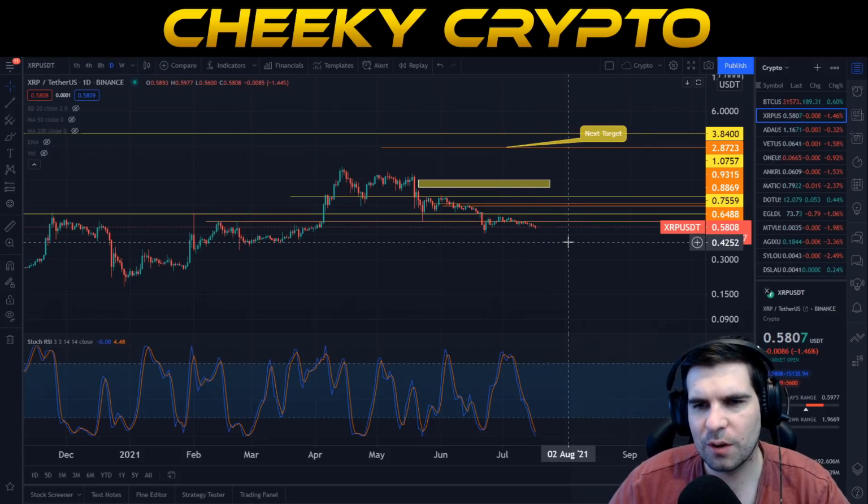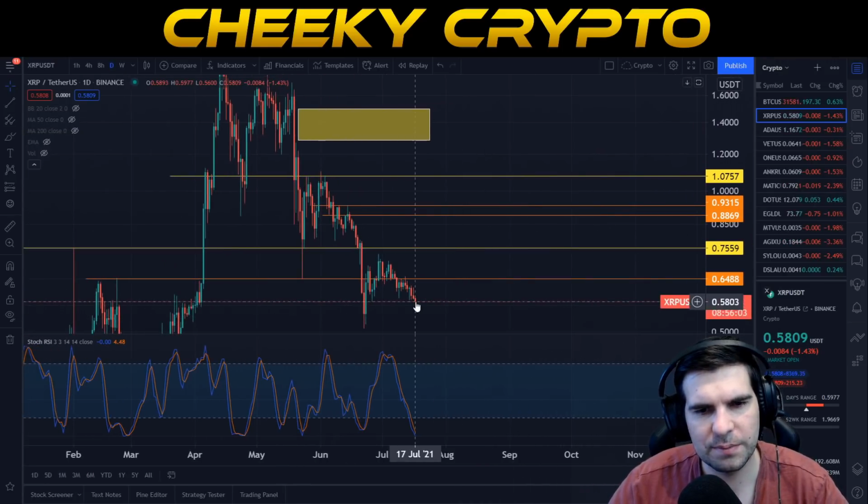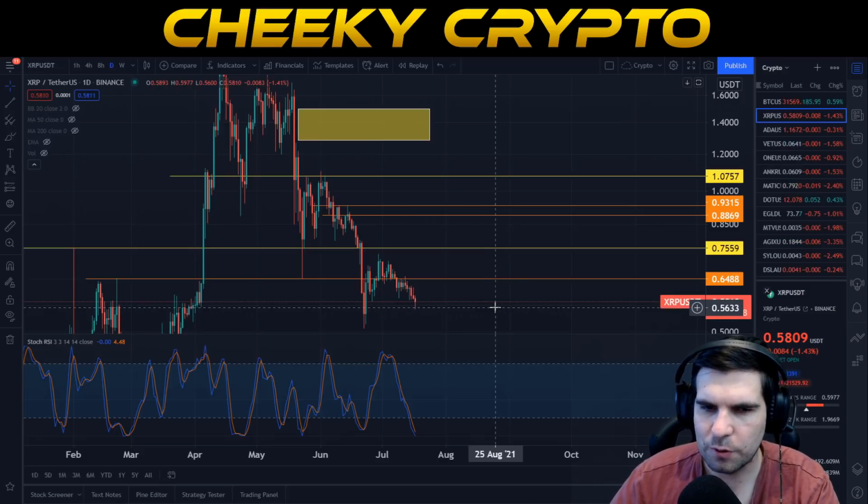So obviously on this chart, we are just below our support line. I'll make this a little bit bigger so you guys can see. So ultimately, our support line, or a resistance line right now, is at 64.8.